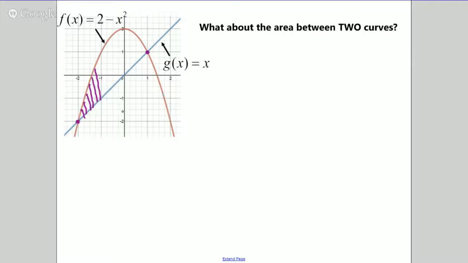To find that algebraically, how could I find those 2 points algebraically if I wasn't given a graph? We could set f of x equal to g of x, right? Okay. Why don't we go ahead and do that? So let's get 0 on one side.